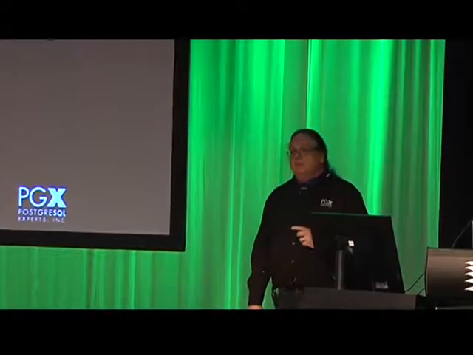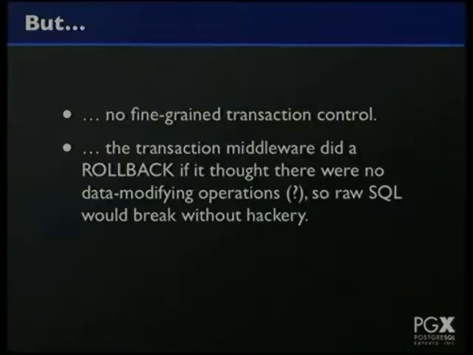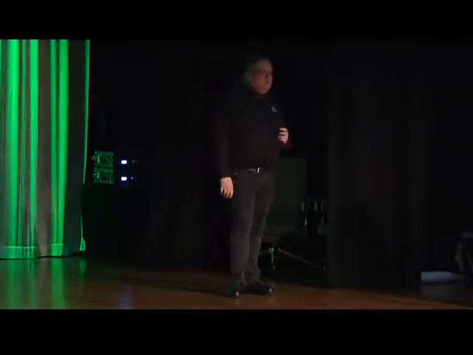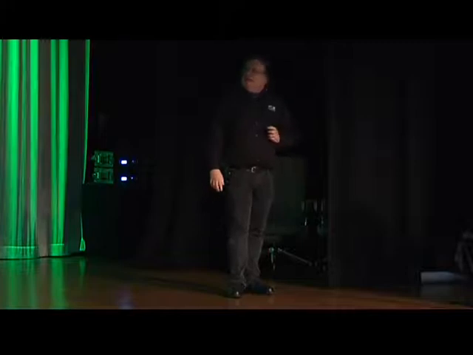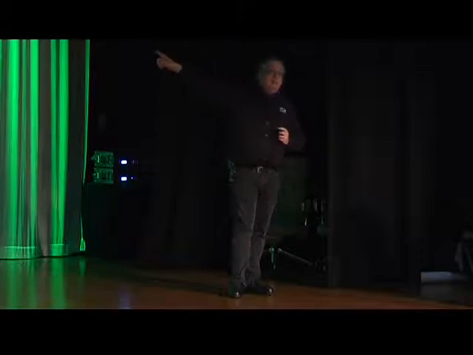But it wasn't perfect. The first problem was there was no fine-grained transaction control. Either the whole view function was applied or it wasn't, and that's not always the behavior you want. The middleware, and unfortunately the decorators picked this up, did a rollback if it thought there were no data-modifying operations. Which was weird, because if you did any kind of raw SQL, you'd spend the rest of your life trying to debug why it wasn't being applied, and then you'd see the rollback back there. And the problem is that fixing that required some heavy, not-a-supported-API-style hackery to set the dirty bit on the transaction.